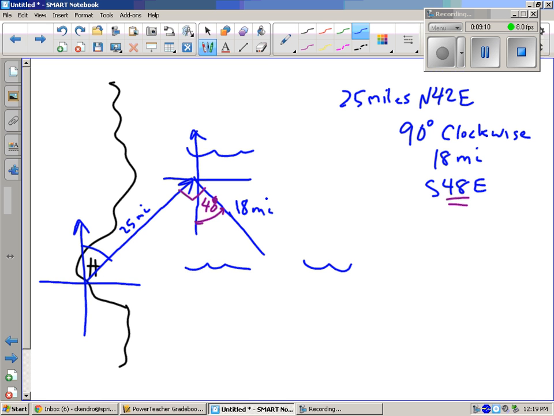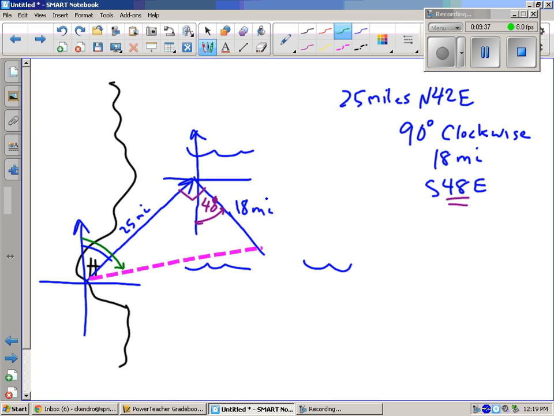And then it says, how far are they from the harbor and what is their bearing of the boat to the harbor or from the harbor? So basically what we want to find out is how far that is and what is, I'll do it in green, what is their bearing from the harbor? So this angle right here.